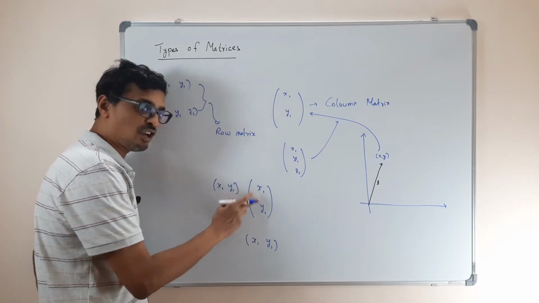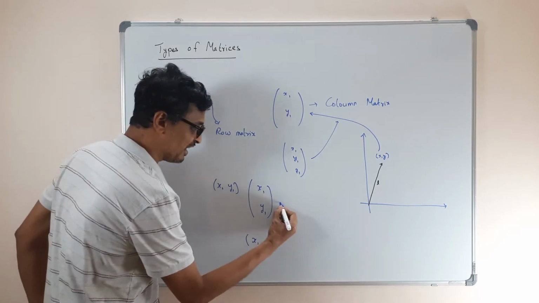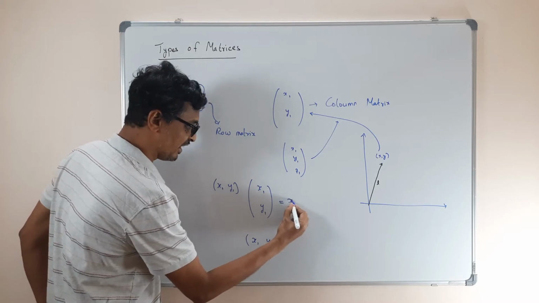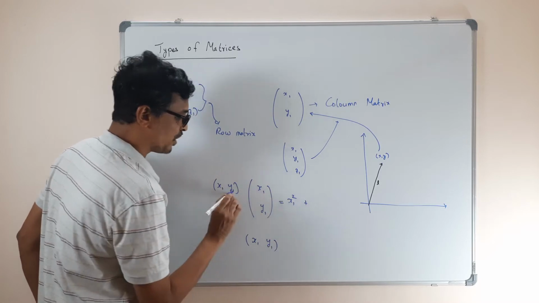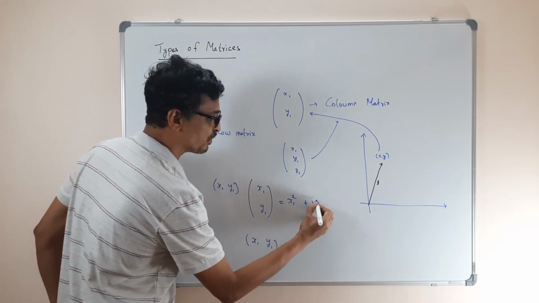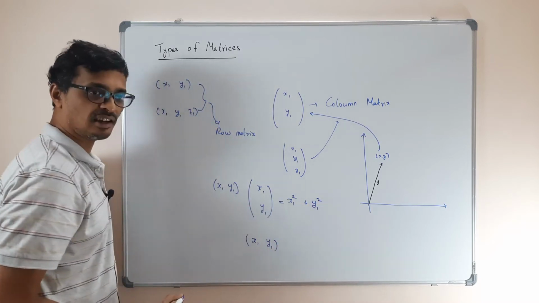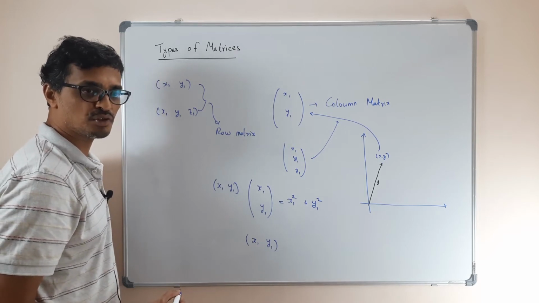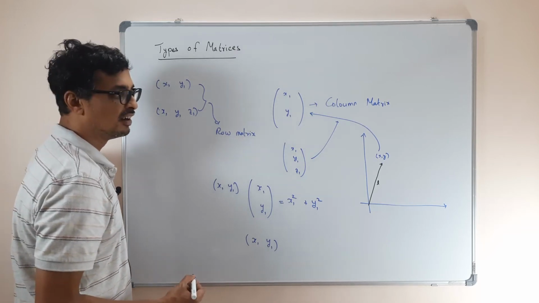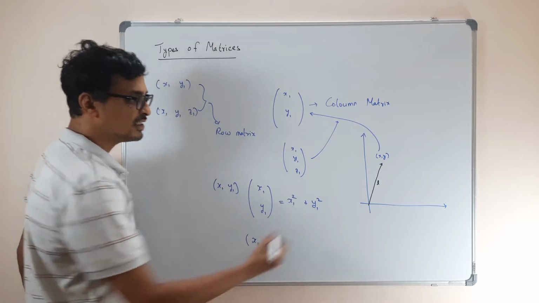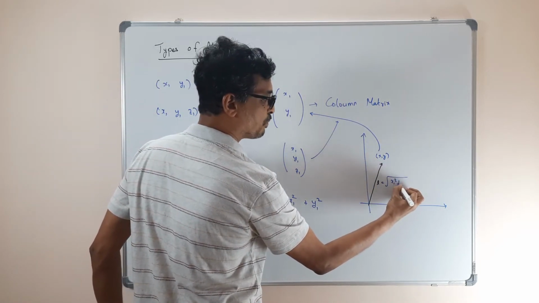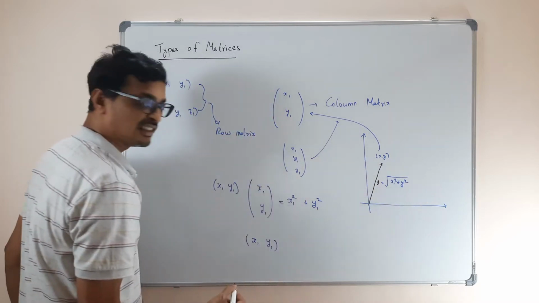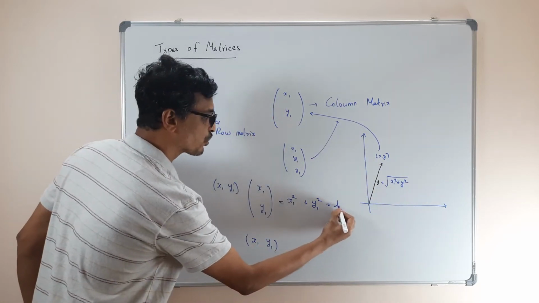Is there any other row column left over? So what will you have? You tell me. You will have x1 into x1, x1 square, plus y1 into y1, which makes y1 square. Correct? So what is that? x1 square plus y1 square. The distance L equals square root of x1 square plus y1 square. Correct? So this makes it L square.